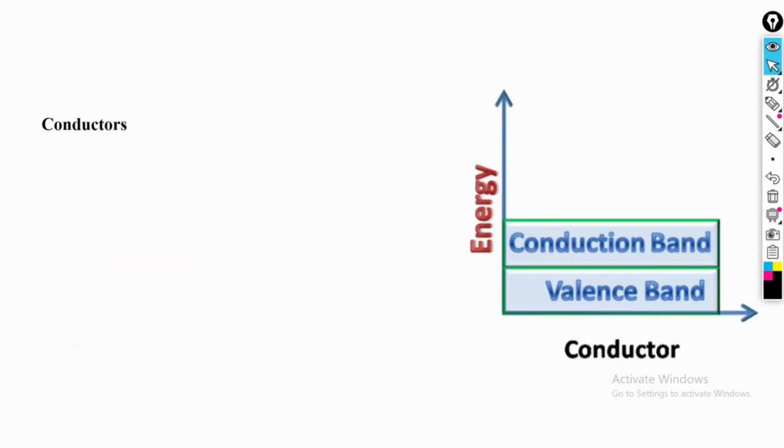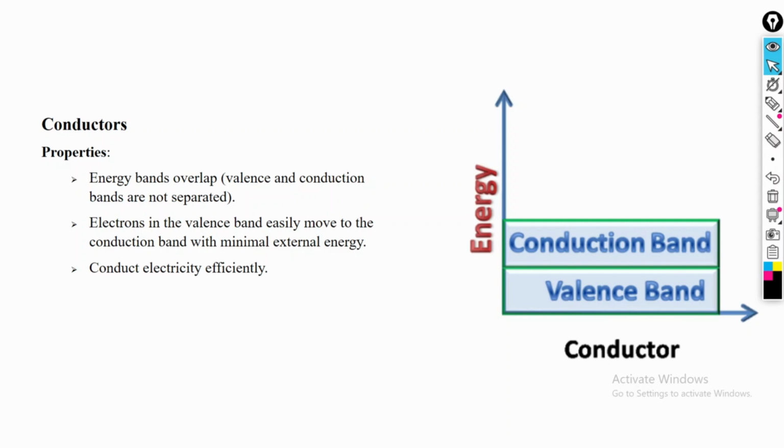Now, what is the conductor? In a conductor, the energy bands overlap on each other, and there is no separation between these energy bands. Electrons in the valence band easily move to the conduction band with the minimum external energy. So if we provide a battery as external energy, the EMF, the electromotive force, will be responsible for the shipment of the electron from the valence band to the conduction band.